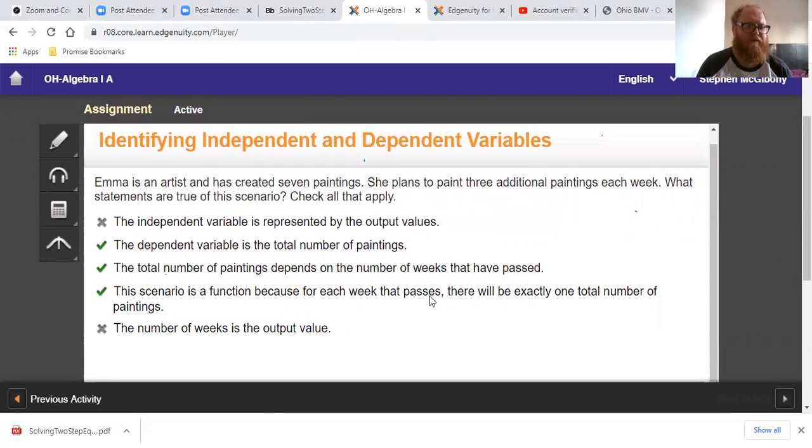Okay, so we have, Emma is an artist and has created 7 paintings. That's already happened. She plans to paint 3 additional paintings each week. So the number of weeks is going to be our independent variable. The total number of paintings is going to be the dependent variable. I may have misspoke earlier. No, I said that wrong again, sorry. The dependent variable is going to be the total number of paintings because that depends on the number of weeks that she's painting.